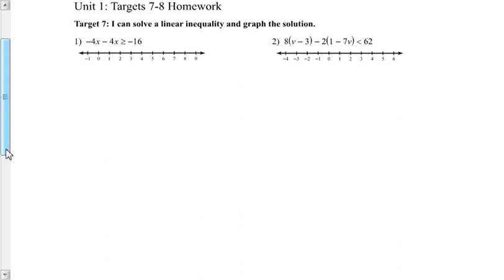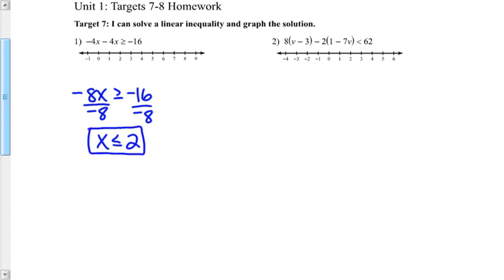The first thing I'm going to do is combine the negative 4x minus 4x to get negative 8x is greater than or equal to negative 16. Going through the solving process by dividing by a negative, you guys know that you have to switch that inequality symbol, and that would give me a positive 2. So I solved the inequality, and now I'm going to plot it on the number line. At 2, it already labeled the number line for us, so that makes it easier. We're going to include 2, and it says x is less than, so I'm going to shade to the left.